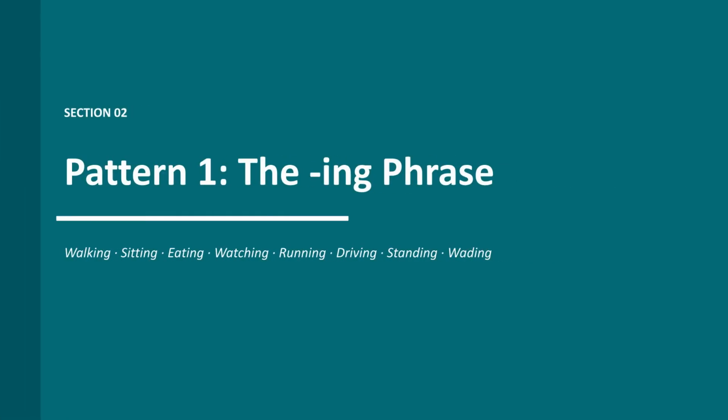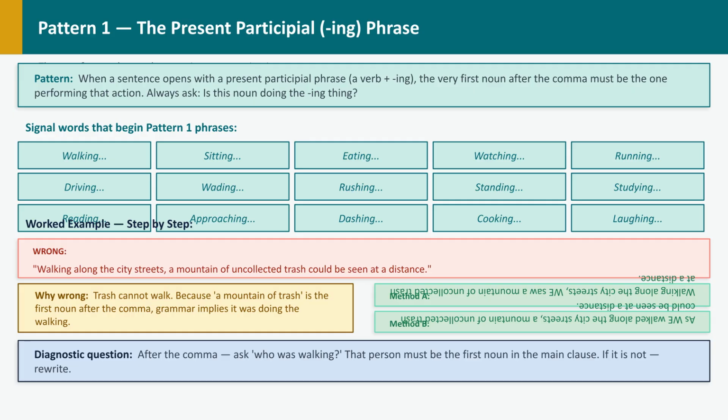Now, let's look at pattern 1, the ing phrase, which is one of the most common patterns in exams. The pattern 1 rule states that if a sentence starts with a present participial phrase, the first noun after the comma must be the one performing the action. For instance, in a dangling sentence like, walking along the city streets, a mountain of uncollected trash could be seen, the grammar implies the trash was walking.